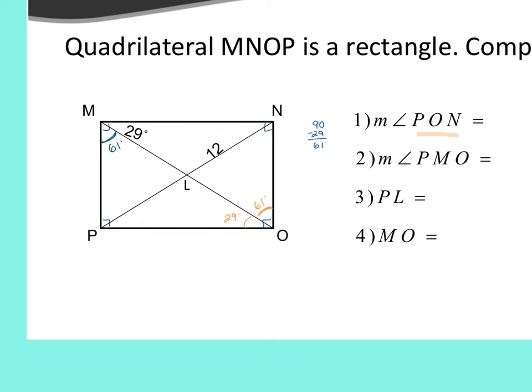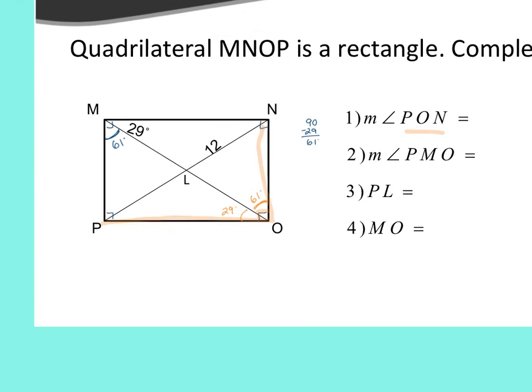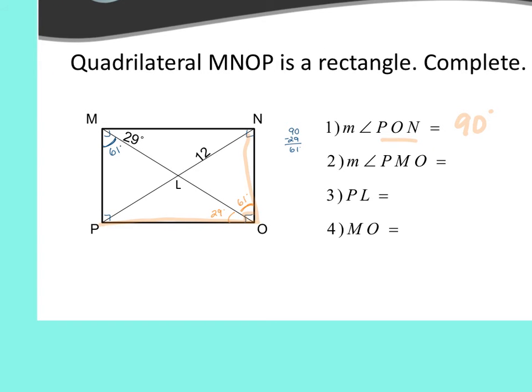Okay, so PON is the big angle there. That's 90 degrees. PMO is here, 61 degrees. We would need a little more information. Actually, we don't, because they're isosceles triangles. If this is congruent to this, then this would also be 29, and then you could find that one, right? This is congruent to this, so it would be 61. You could find the other angles that way, but it didn't even ask for it.